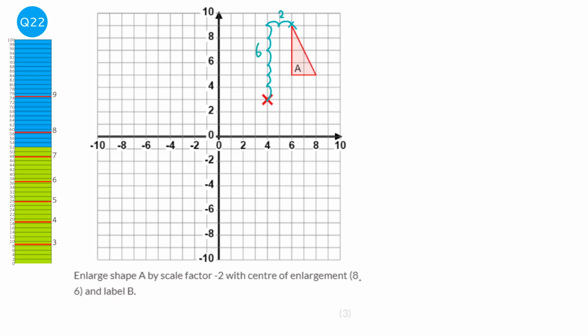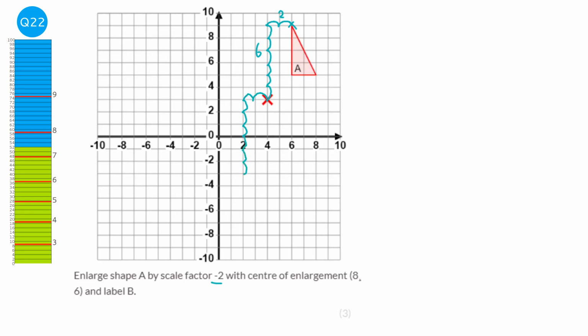And the reason we do this is we're looking at a scale factor of -2, which means we're going to go through the centre of enlargement. And what that means is we're going to do 2 left and 6 down another 2 times, because it's -2. So we're going to go 1 and 2. 1, 2, 3, 4, 5, 6.